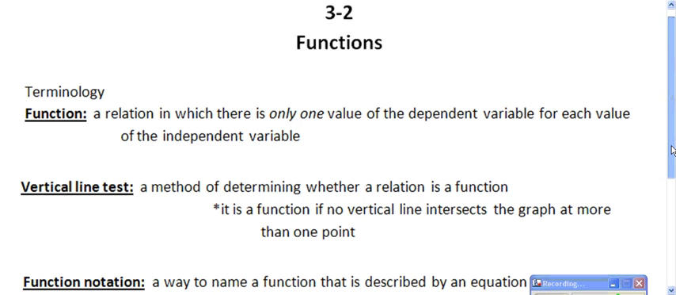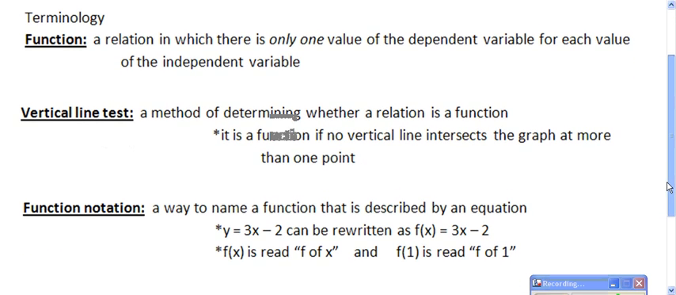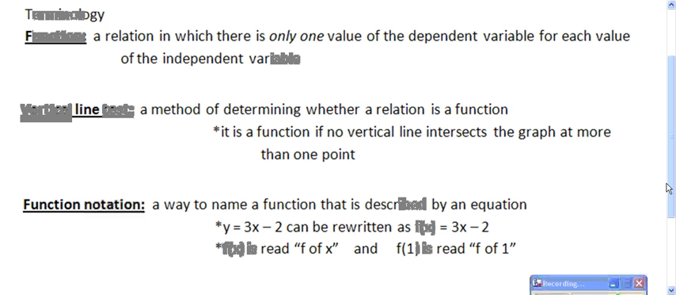You will also come across the lesson function notation. Function notation is basically a way to describe an equation. For instance, you have y equals 3x minus 2. That is in slope-intercept form. This can be written as f of x equals 3x minus 2. F of x is in place of y. Basically, f of x is stating that f is a function of x, so this graph here would be considered a function.